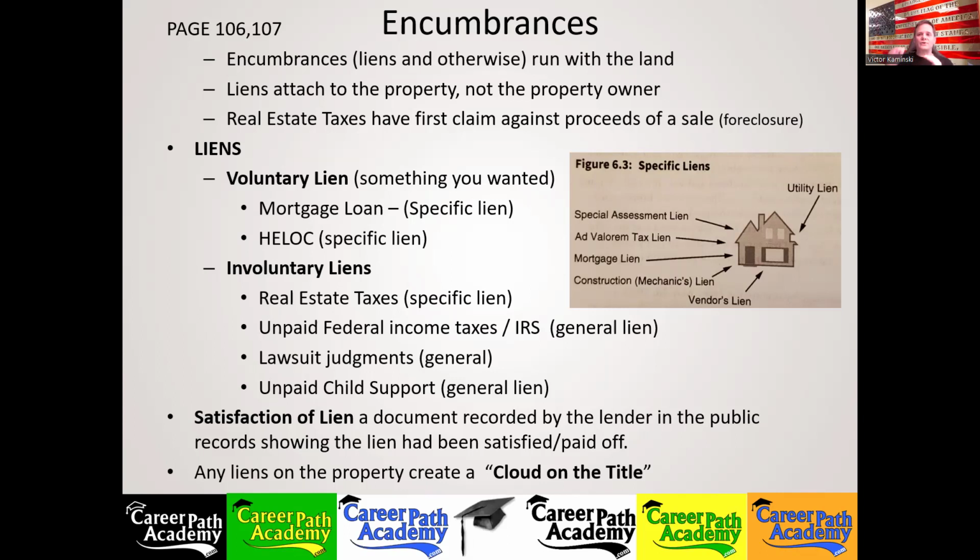Or maybe you could even negotiate down on the price a little bit. And if you negotiate down on the price a little bit, maybe 50,000, you'll take the property along with the encumbrance, and then you'll take on the responsibility of paying the encumbrance. That lien.